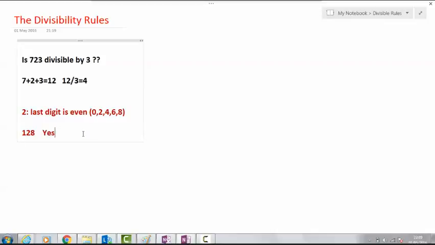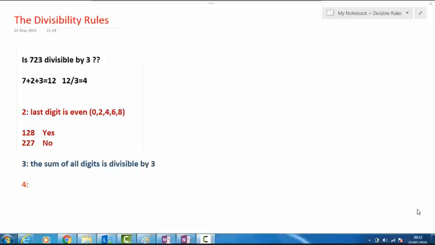Is 227 divisible by 2? 227 is not divisible by 2 because 7 is not an even number. Let's revise the rule of 3. If the sum of the digits is divisible by 3, the number is a factor of 3.